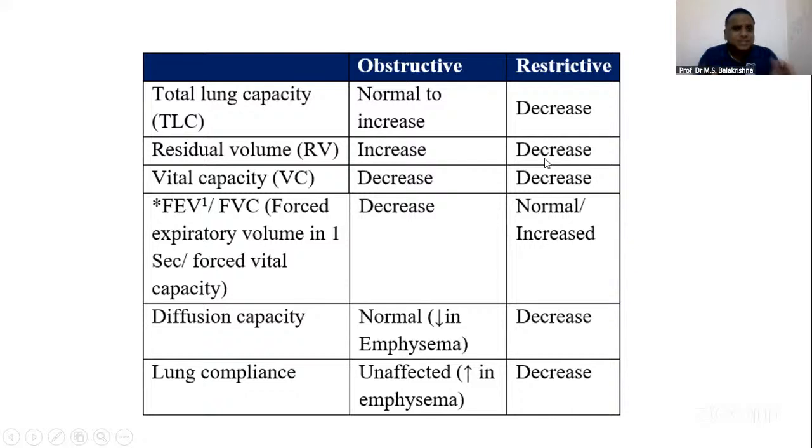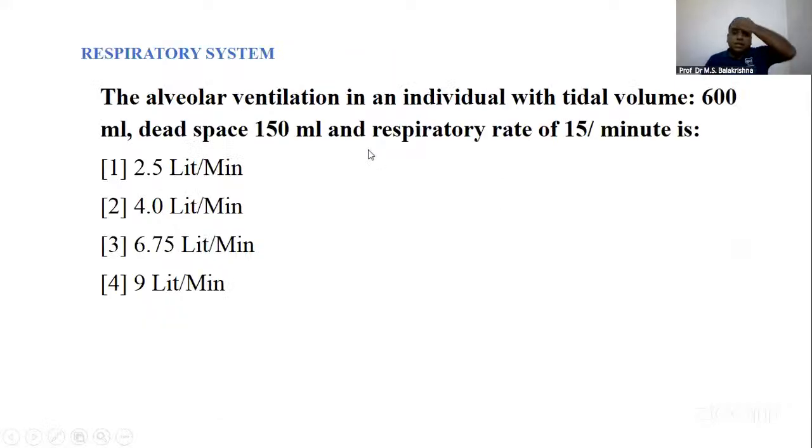So please learn this. This is the clinical application of the values. Based on this only, when anyone goes for a total body checkup, the respiratory function test, they do it from this chart only. How it is, where it is, why it is, please go through this table and try to learn. Next MCQ.